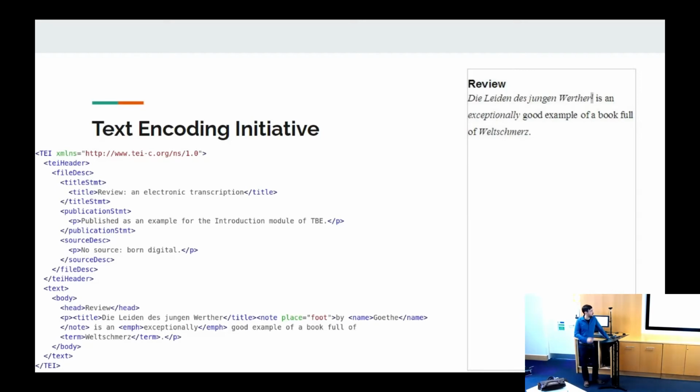In the late 80s, when the Text Encoding Initiative releases their first set of guidelines, just to give you a really brief example, you see this text here on the right about Werther, and you see on the left how that would look in XML. And this is not, of course, in XML, so don't worry about it. What's really important is you have these tags, and they include content, very much like HTML. If you work with HTML, this might look familiar to you.